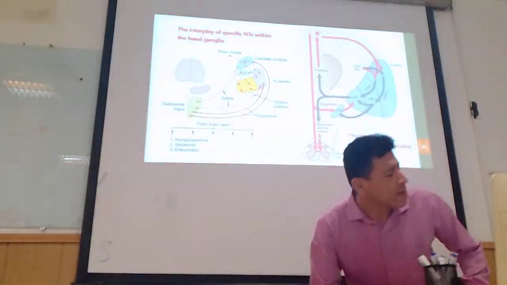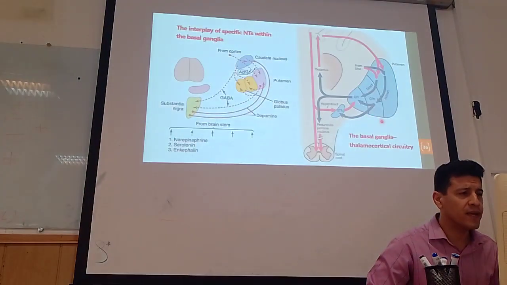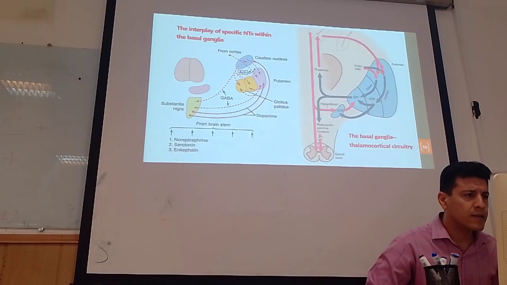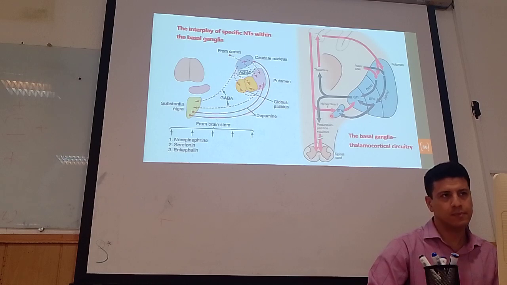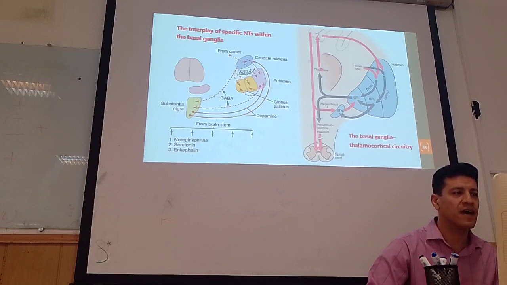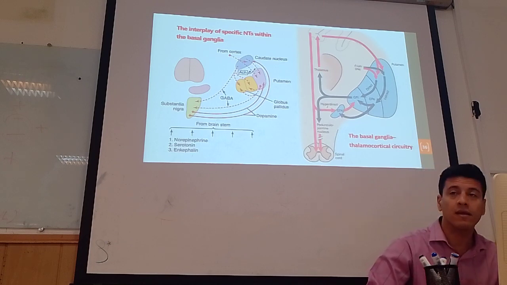Okay? So, another pathway for the indirect pathway here. Cortex activates putamen. Putamen inhibits globus pallidus external. This one inhibits substantia nigra. Okay? Substantia nigra doesn't activate globus pallidus internal. Globus pallidus internal cannot inhibit thalamus. Okay? So this is another pathway.